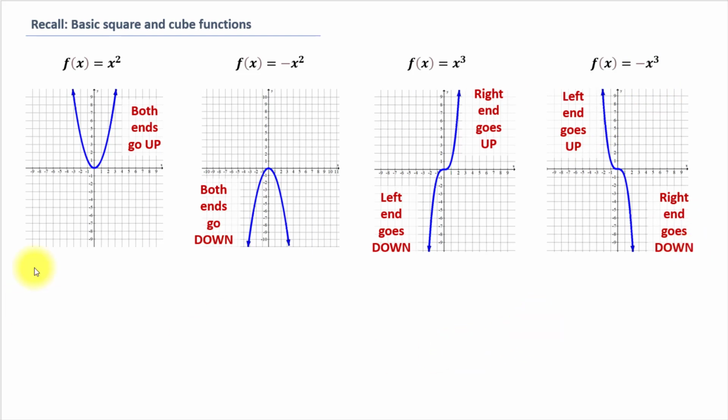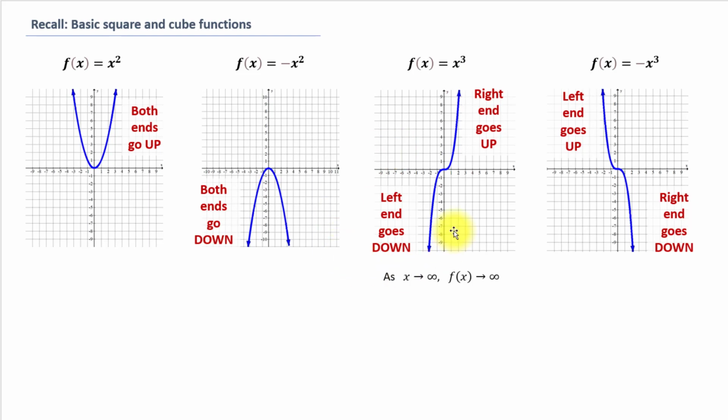There are at least two ways to do that. For example, to show that for the graph of the basic cube function, the right end goes up and the left end goes down, I can say the following. As x approaches positive infinity, this arrow we read as approaches. What it means is that as x values are increasing towards positive infinity, function values or y values also approach positive infinity. So as x values increase, the y values also increase.